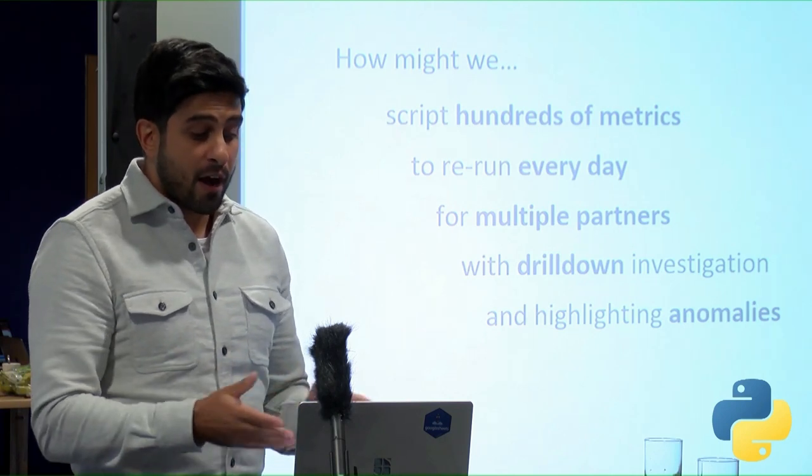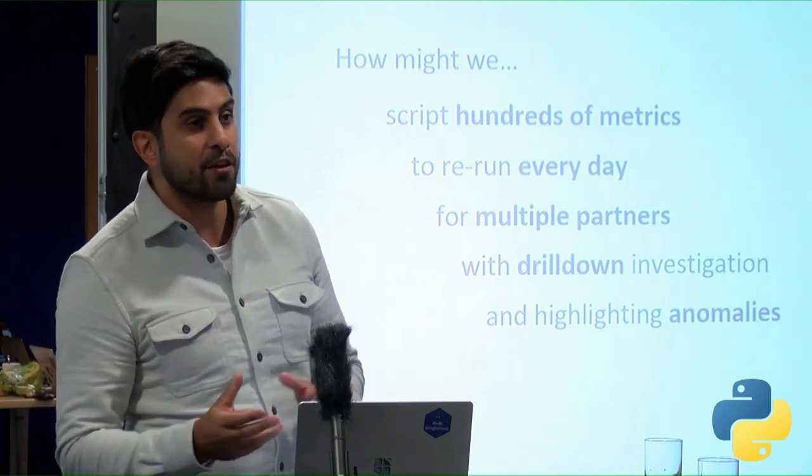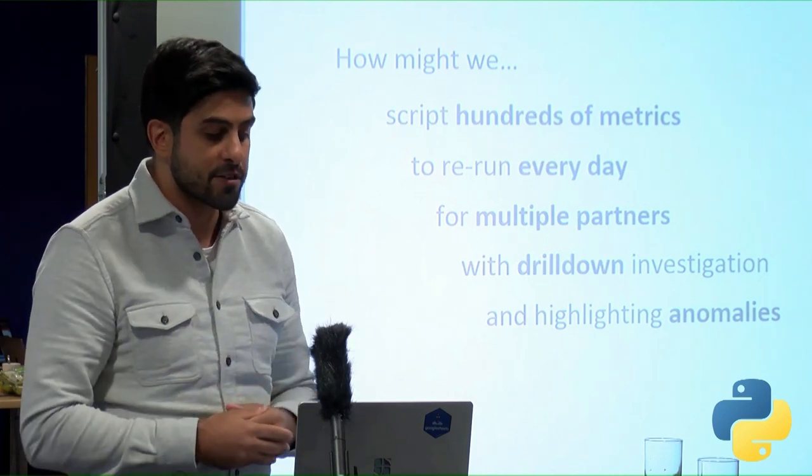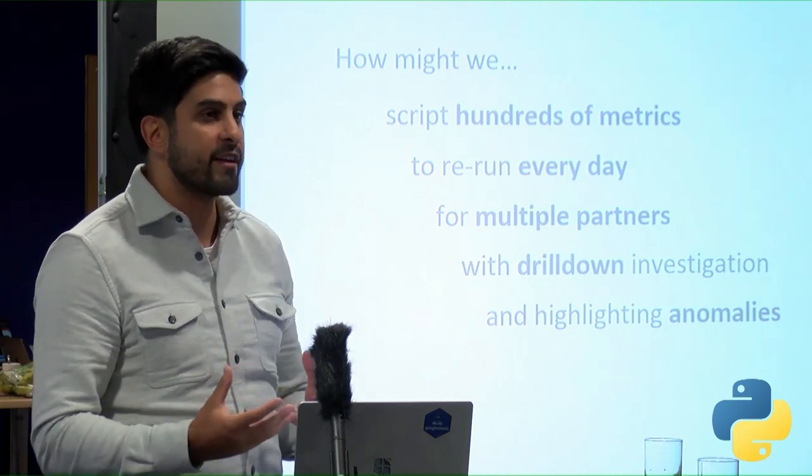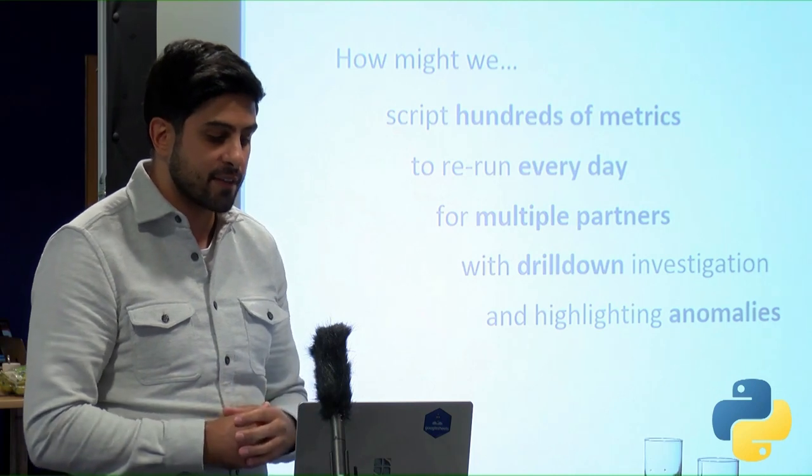And then finally, the last point about highlighting anomalies, it's just not going to be feasible for a human to be reviewing hundreds or thousands of metrics every single day. So we also need a mechanism to direct our attention when something needs looking into.